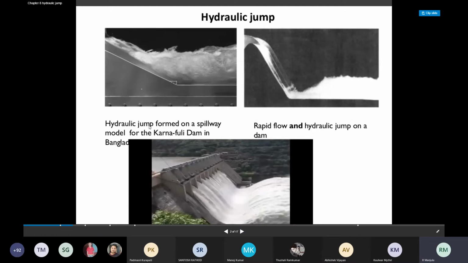Hydraulic jump, you can see it is formed on a spillway. So what do you mean by a spillway? Have you heard of the term spillway?